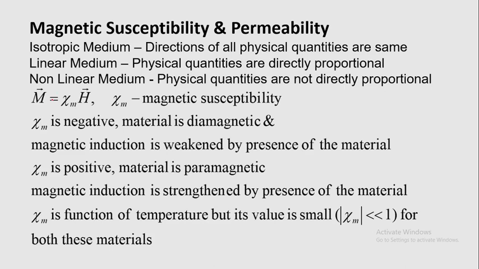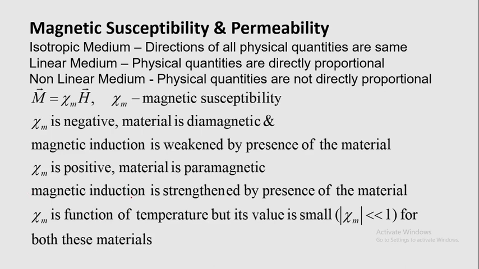The diamagnetic material is magnetized in the direction opposite to the external field, and paramagnetic material is magnetized in the direction of the magnetic field. But if you take it out, the magnetization becomes 0, and the magnetic induction will not be produced by this material. Now there is a third category of magnetic material called a ferromagnetic material.